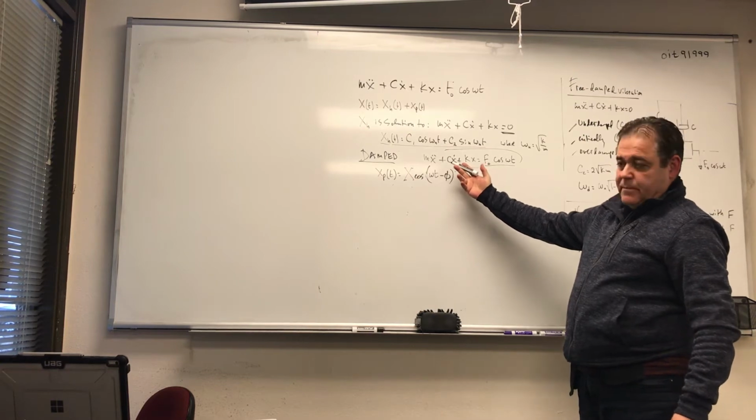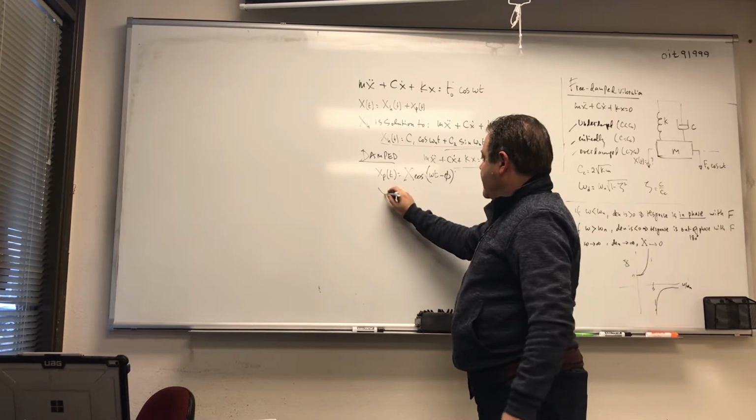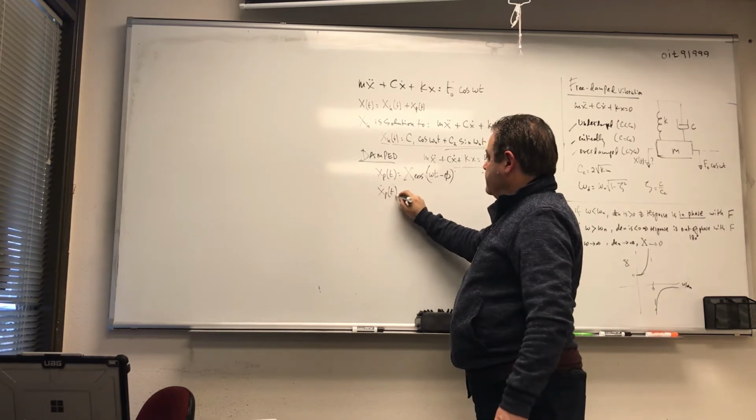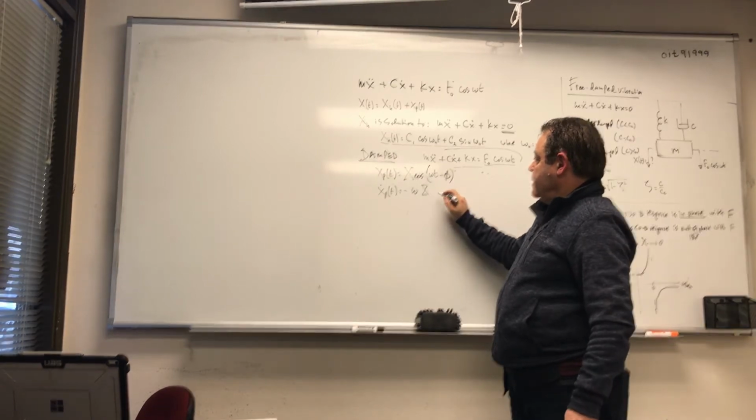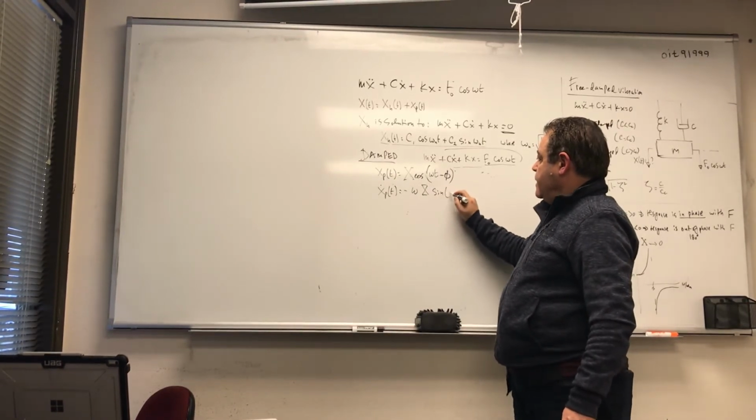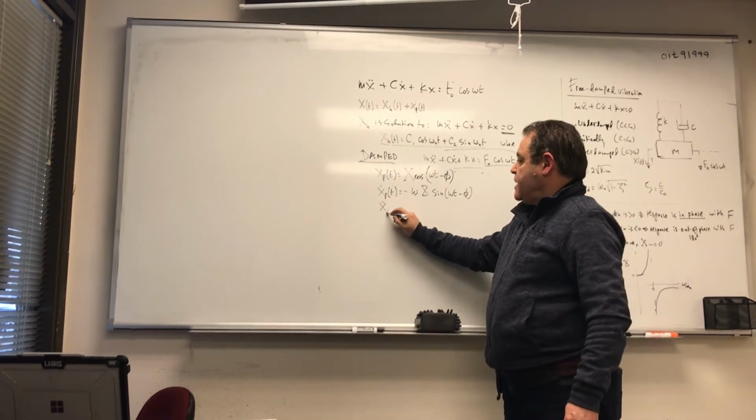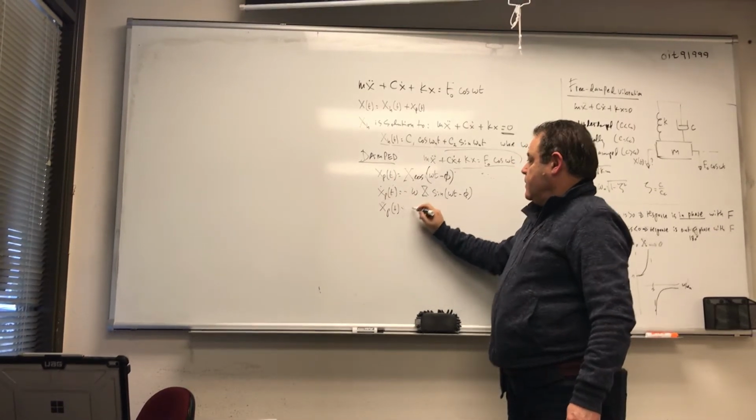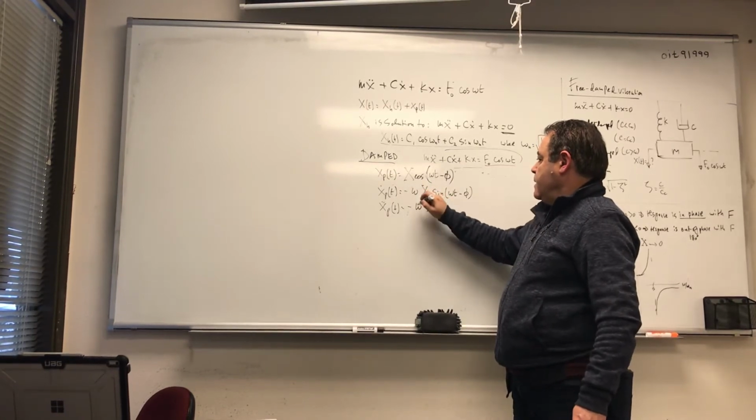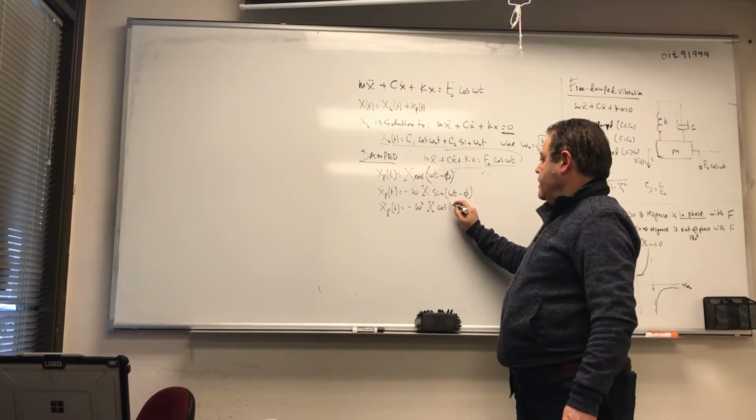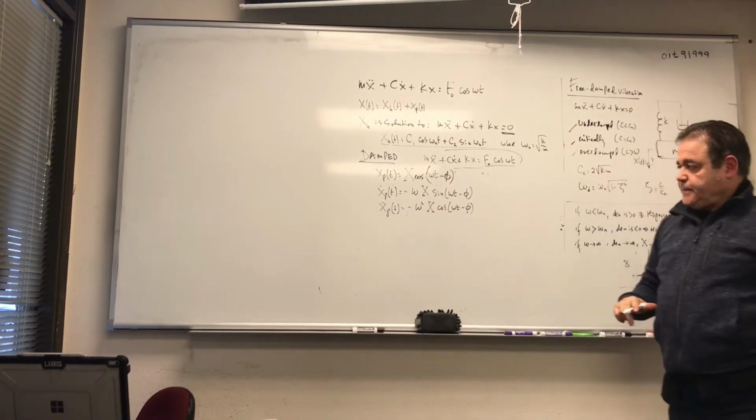Again, the same problem: you have to figure out what is x dot p, which will be minus omega x sine omega t minus phi. And then what is x double dot p? Which is minus omega squared x cosine omega t minus phi.